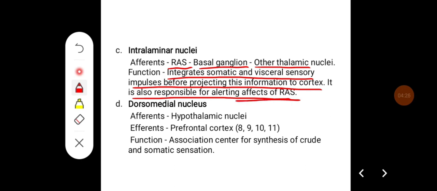For the dorsomedial nucleus, afferents usually come from hypothalamic nuclei. Efferents go to the prefrontal cortex, that is areas 8, 9, 10, and 11. Its important function is that it acts as an association center for synthesis of crude and somatic sensation.